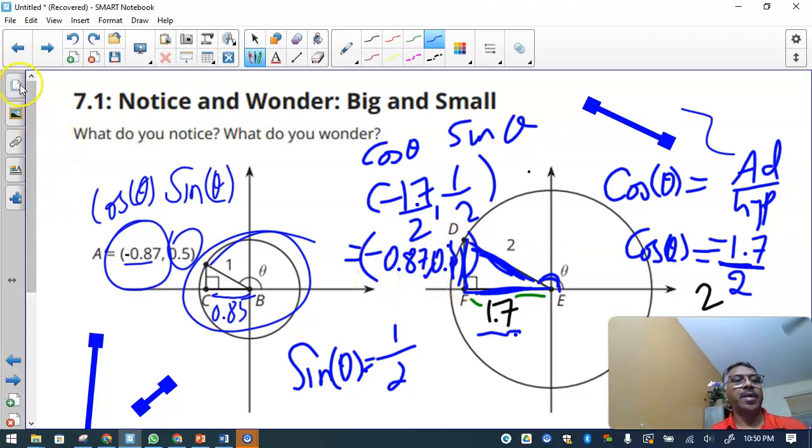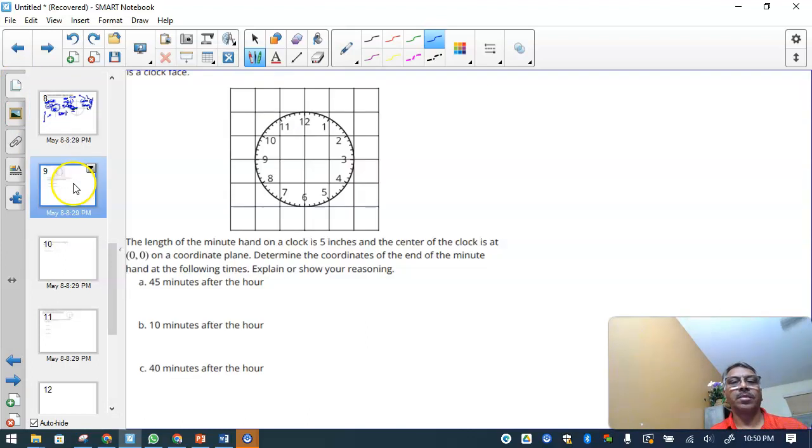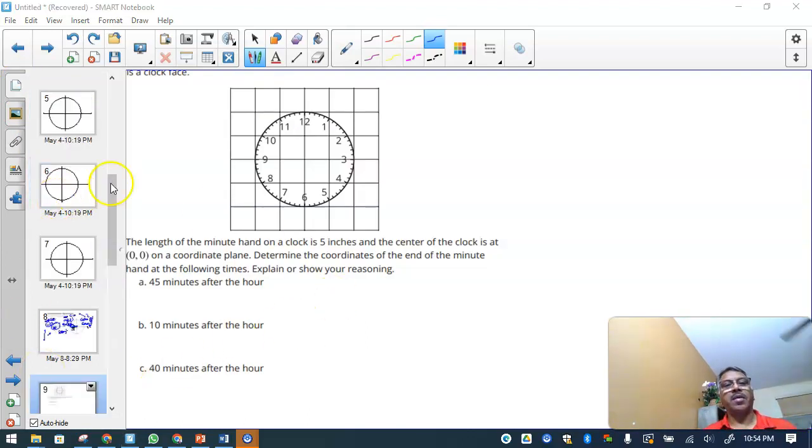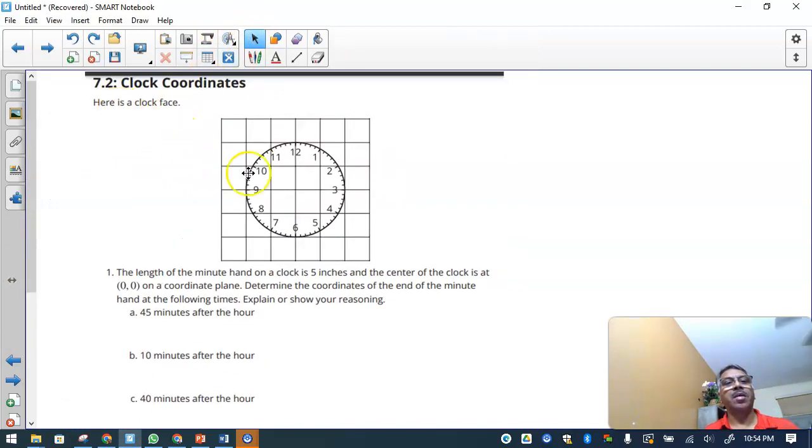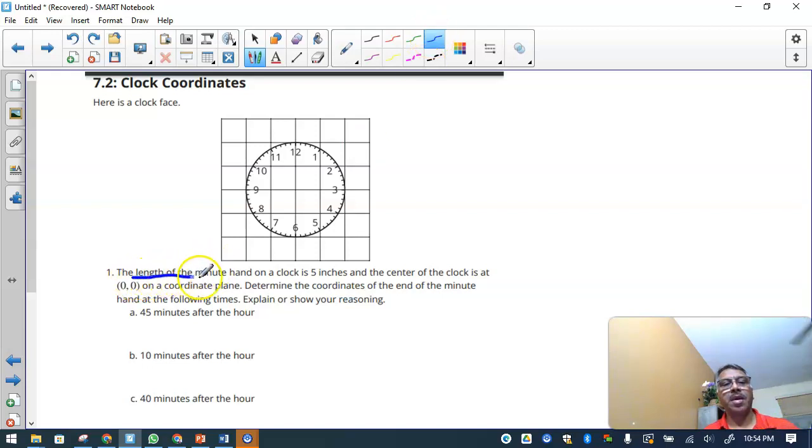Okay, let's go to the second one. So this is question 7.2. So here is a clock face. The length of the minute hand on a clock is 5 inches, and the center of the clock is at the origin.